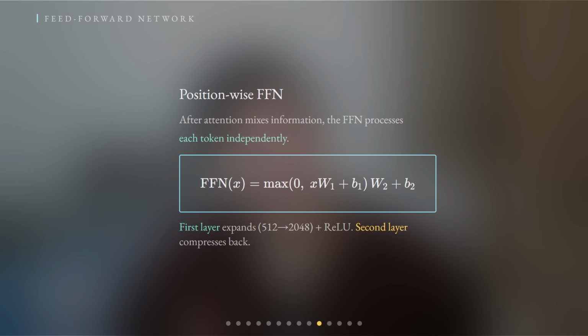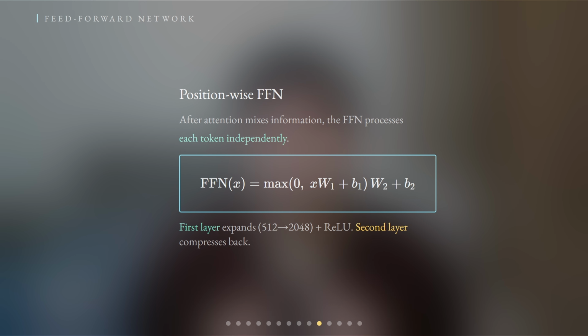But why expand and then compress? The expansion creates a larger space where the model can perform more complex computation. The compression brings it back to the model's working dimension. This bottleneck design is efficient and powerful.